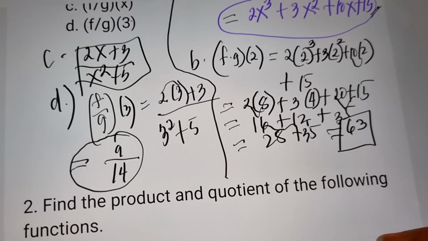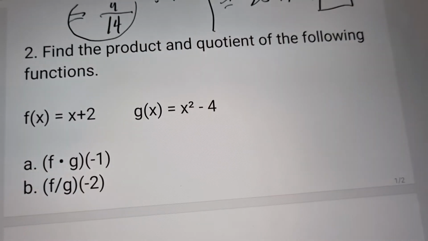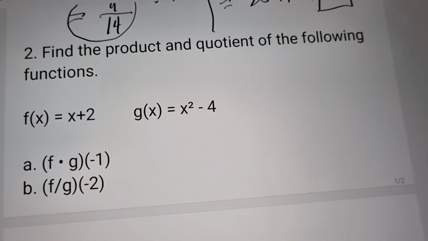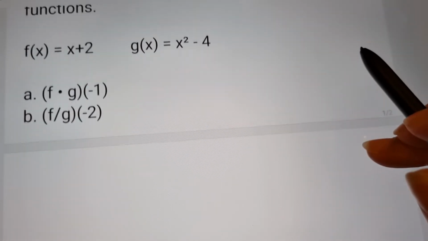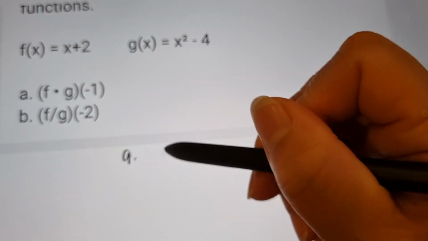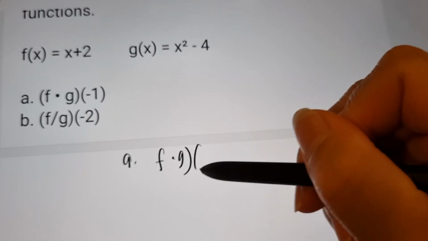Okay, next, find the product and quotient of the following functions. So look at our example number 2. f of x is equal to x plus 2 and g of x is equal to x squared minus 4. So let's have letter A, f of g of negative 1.